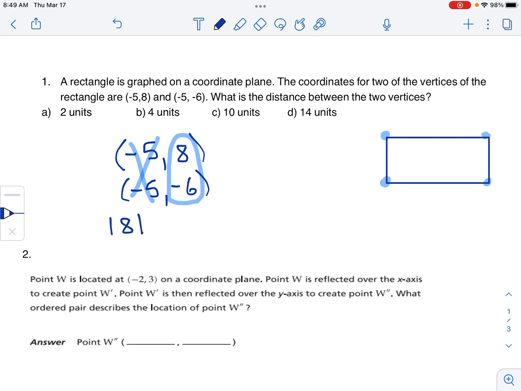So we're going to take the absolute value of 8 and add it with the absolute value of -6. It becomes 8 plus 6, which is 14. So the 2 points are 14 units apart. Question number 2. We've got point W that's located at -2, 3. And we want to reflect it over the x-axis to make W prime.